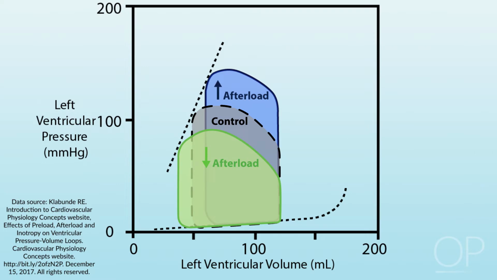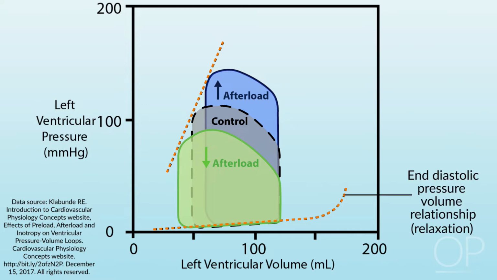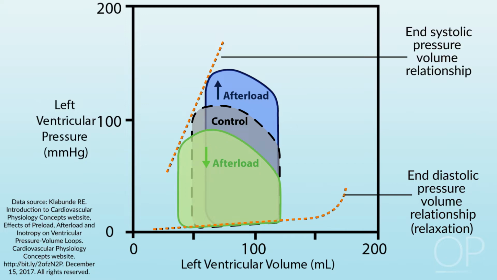Let's talk specifically about preload, afterload, and contractility. To be granular about it, when we look at that same graph, somewhat simplified, I want to point out here that there are two dashed lines on this graph. The dashed line at the bottom that's slightly curved is known as the end diastolic pressure-volume relationship. And this basically signifies how the ventricle relaxes. The vertical dashed line represents the end systolic pressure-volume relationship. And this is a combination of afterload and how well the heart muscle squeezes against that afterload.